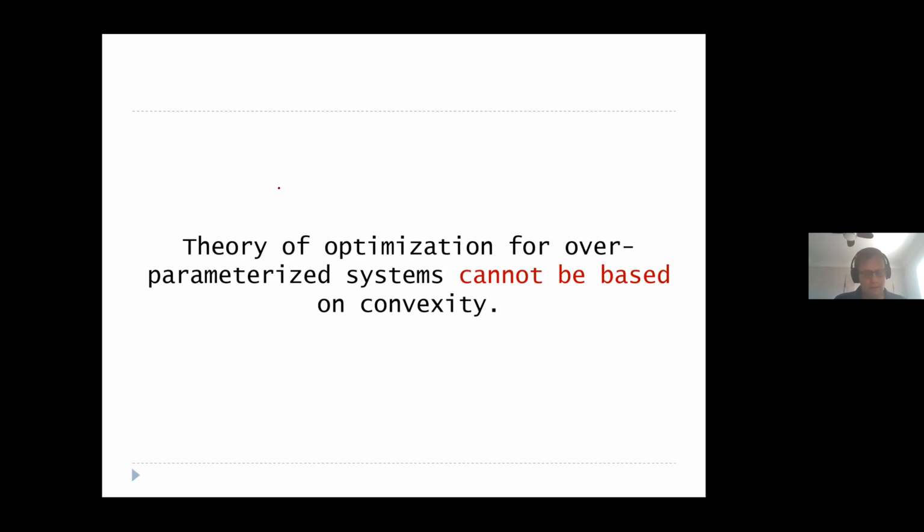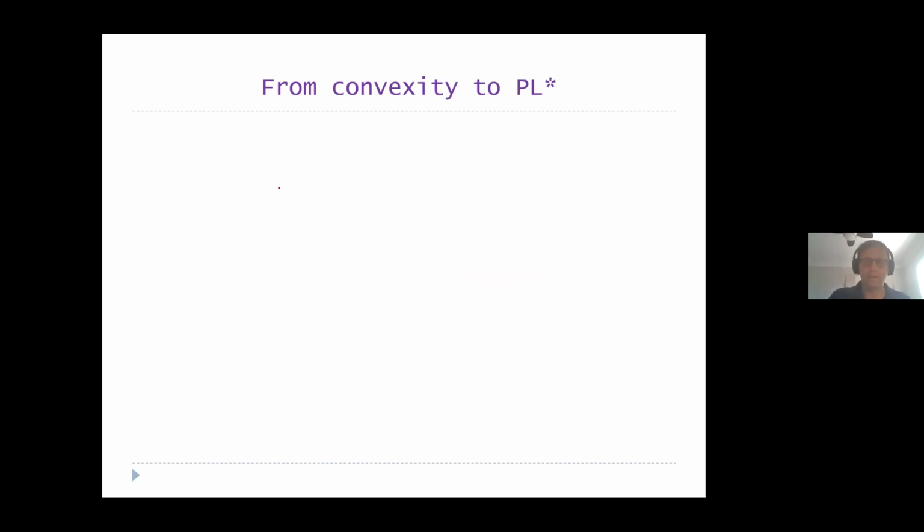So the first conclusion, based on just these simple pictures, is that the theory of optimization for over-parameterized systems cannot be based on convexity. It may be a simple thing, but I think that was a confusing factor for years, because most classical analyses are based on convexity, and it's hard to think of optimizing non-convex problems in general. Of course, this is not a completely satisfactory statement, because if it cannot be based on convexity, what should it be based on?